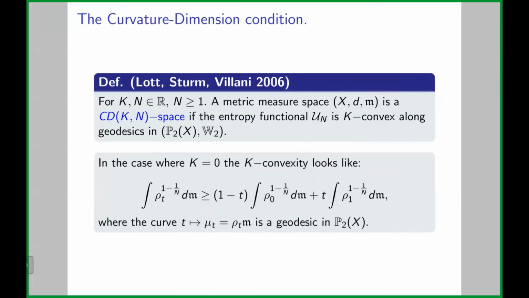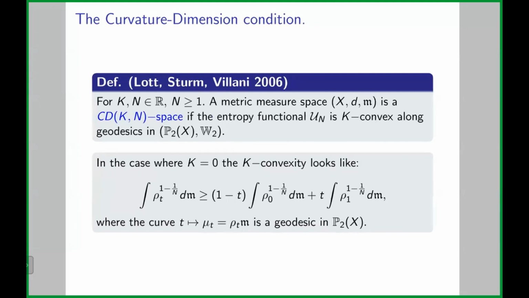Just to at least give you something, in the case where K equals 0, the K-convexity looks like this. You have on the left-hand side the integral of rho_t, which is the density of the geodesic between mu_0 and mu_1 at time t. And on the right-hand side, you have the convex combination of the functional evaluated at mu_0 and mu_1.